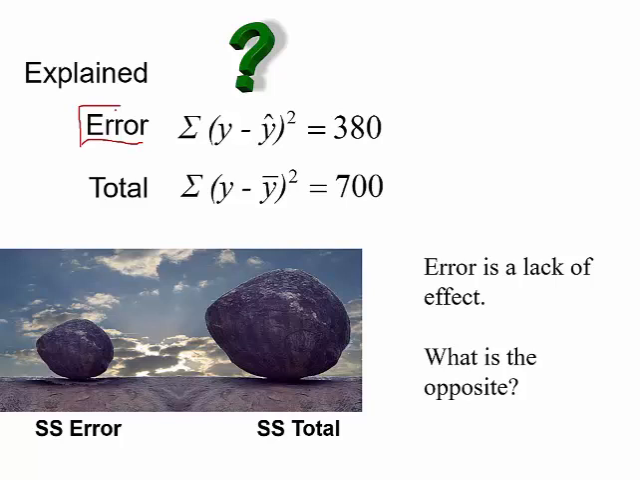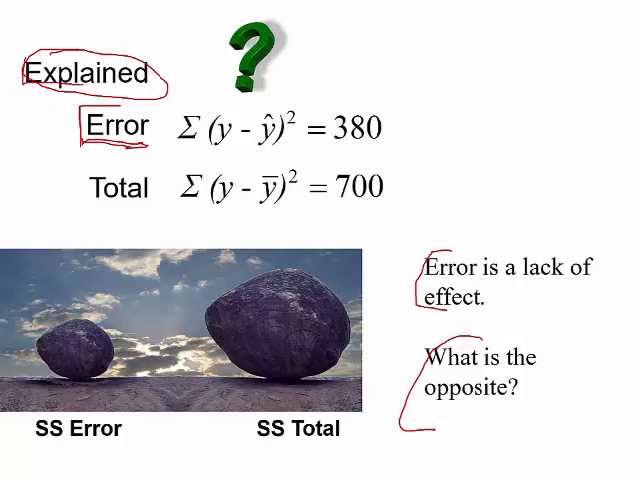And can we talk about, rather than how much error we have, how much we're explaining? So where error is a lack of the effect, what is the opposite of error? We'll call that explained variance, which I have up here. We could talk about error or explained variance, but explained is the flip side. Error is the bad stuff of how badly we're predicting. Explained is the good side. It's how well we're doing.